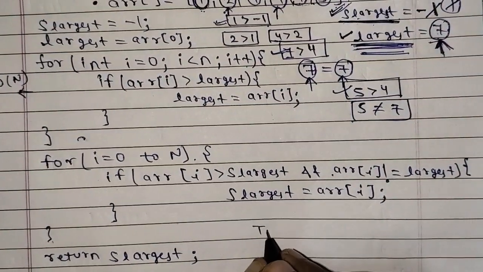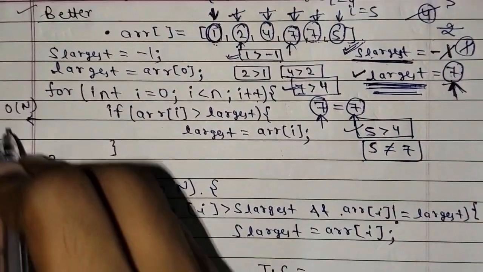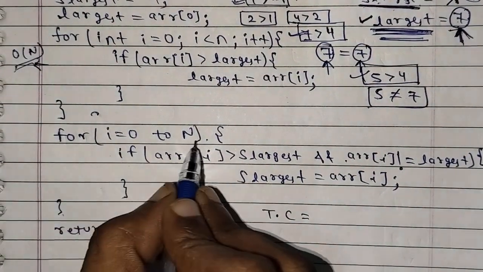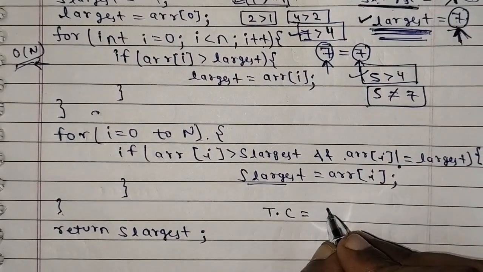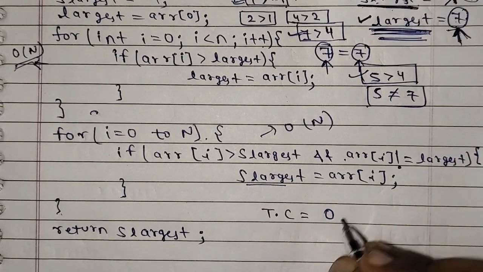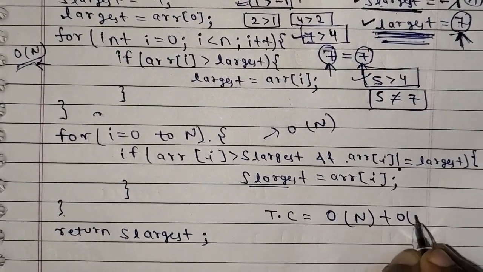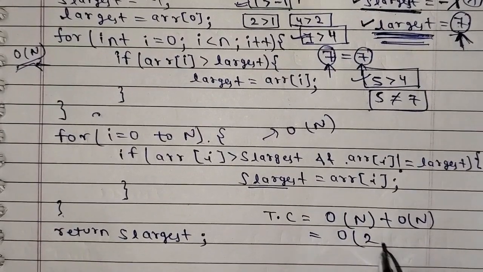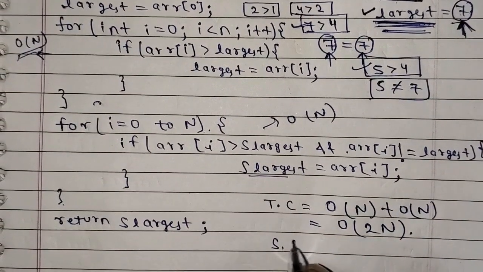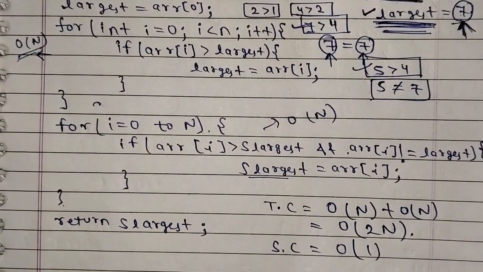And what is the time complexity? The time complexity for finding the largest element is big O of n, and iterating each element to find our second largest element is also big O of n. So the time complexity becomes big O of n plus big O of n, which is big O of 2n. The space complexity becomes big O of 1 because we are not using any extra space to store our elements. So this is the better approach for this particular problem.